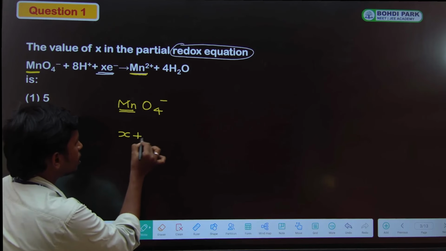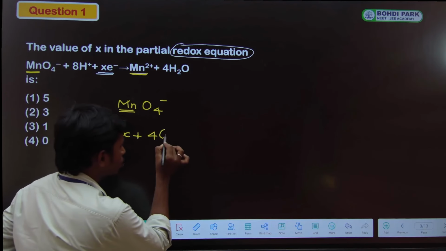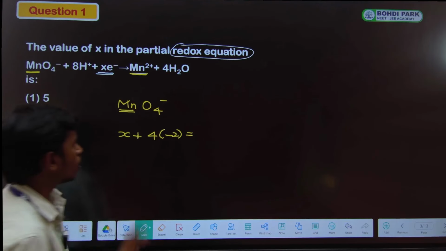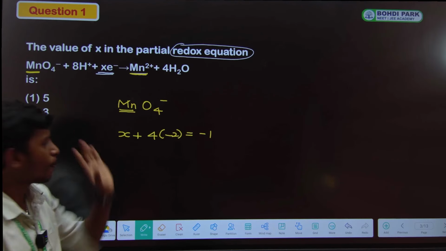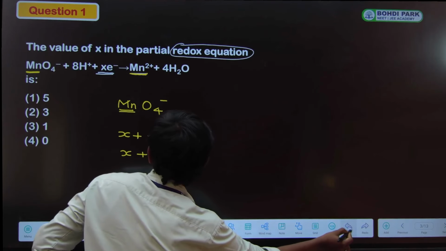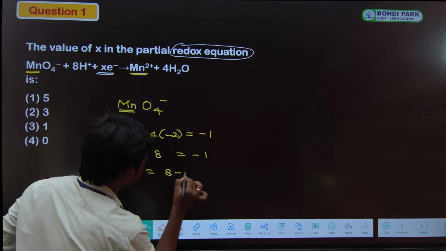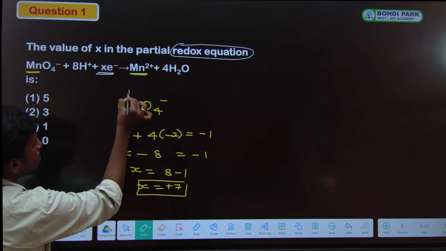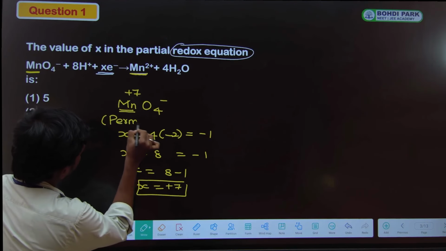There are 4 oxygens. The general oxidation state of oxygen is -2. This is equal to the total charge of a compound. Okay. Total charge of compound எவ்வளவு கொடுத்திருக்காங்க? -1 கொடுத்திருக்காங்க. So if you solve this equation, you will get the oxidation state of manganese. X plus 4 into -2, which means -8, is equal to -1. So x is equal to 8 minus 1, then x is equal to +7. The oxidation state of manganese is +7. இது ஒரு permanganate ion. It is a permanganate ion.